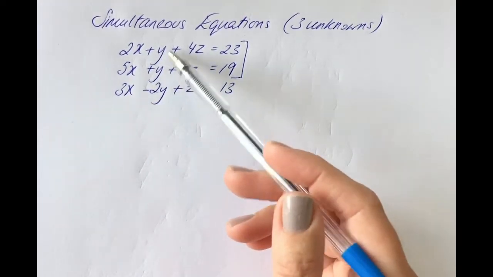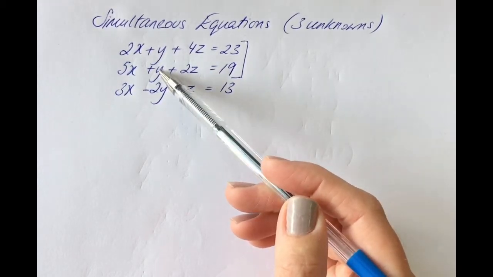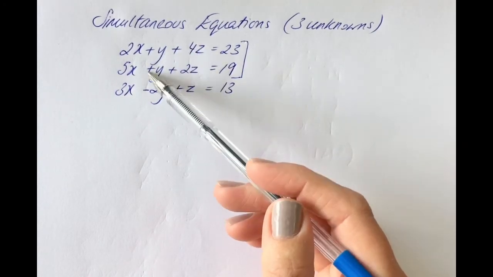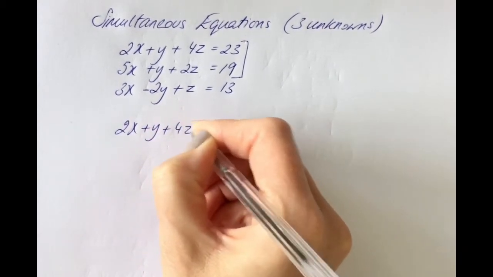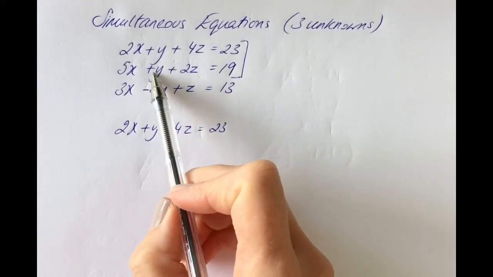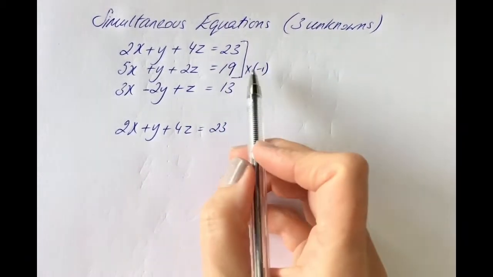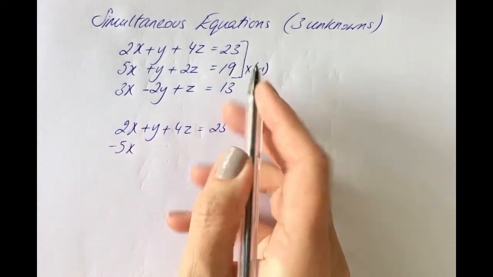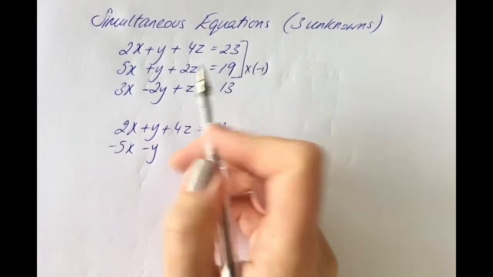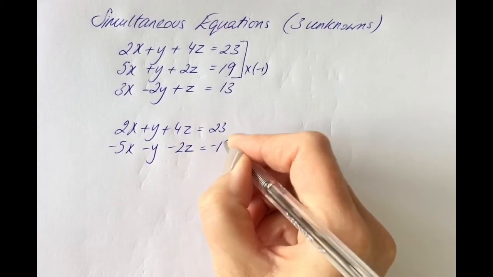And we can see here that the y's are set up quite nicely. They're not able to cancel as they are, but all I would have to do is make one of them a minus and then they would cancel. So I'm going to take those first two equations, and of course to make that into a minus y, I would need to multiply by a minus 1. When I multiply this second equation by minus 1, I get minus 5x, minus 1 times y is minus y, and minus 1 times 2z is minus 2z. And minus 1 times 19, don't forget, of course, is minus 19.